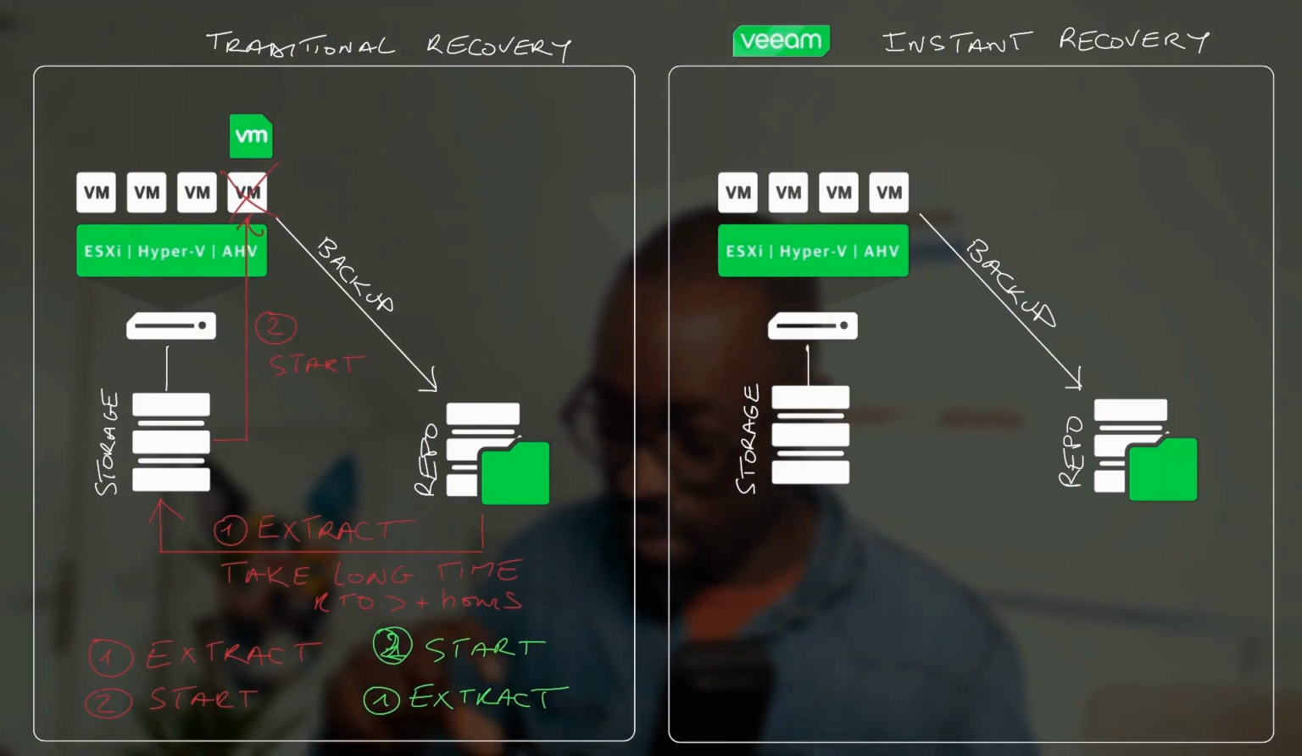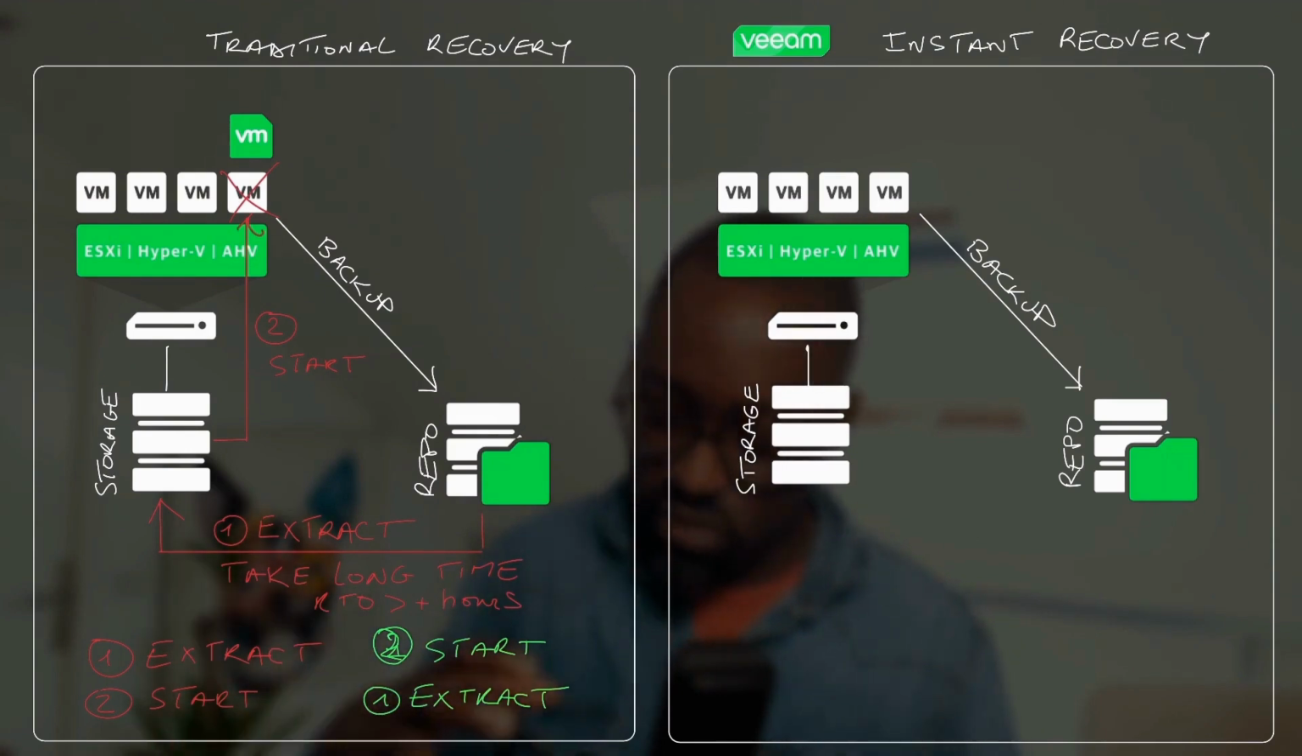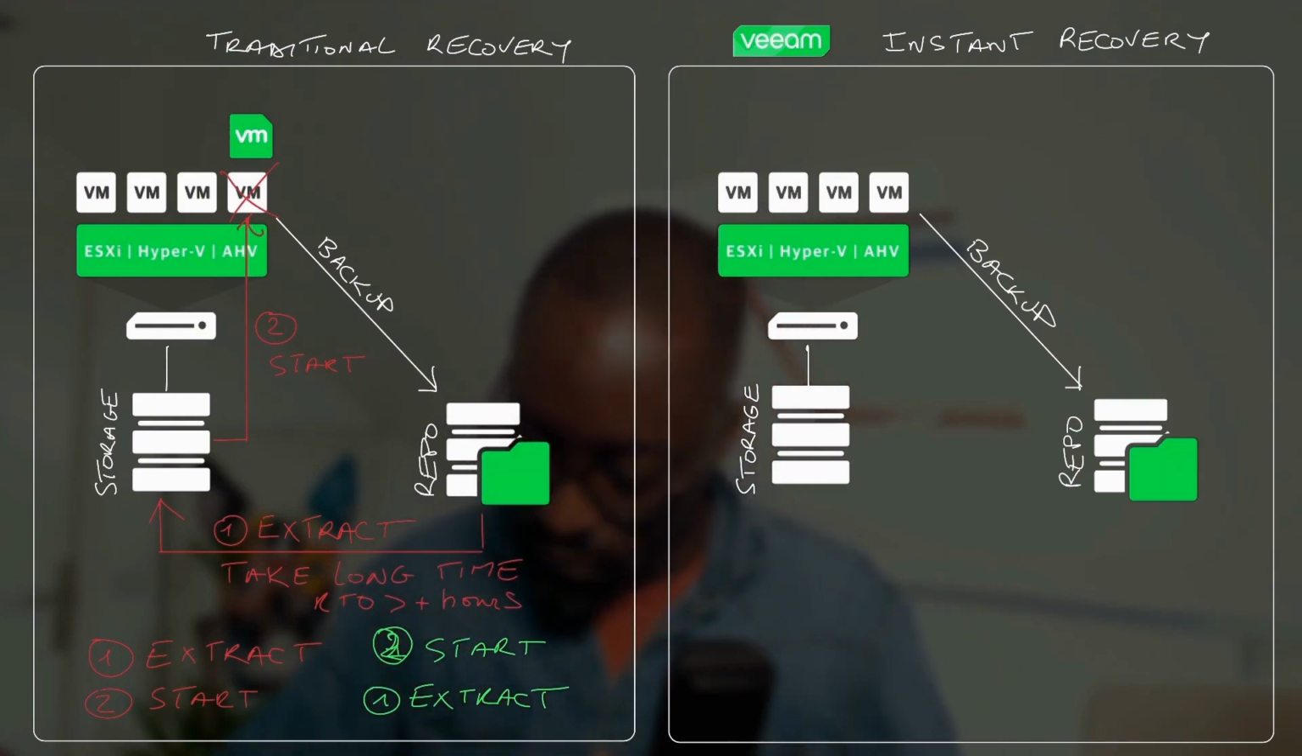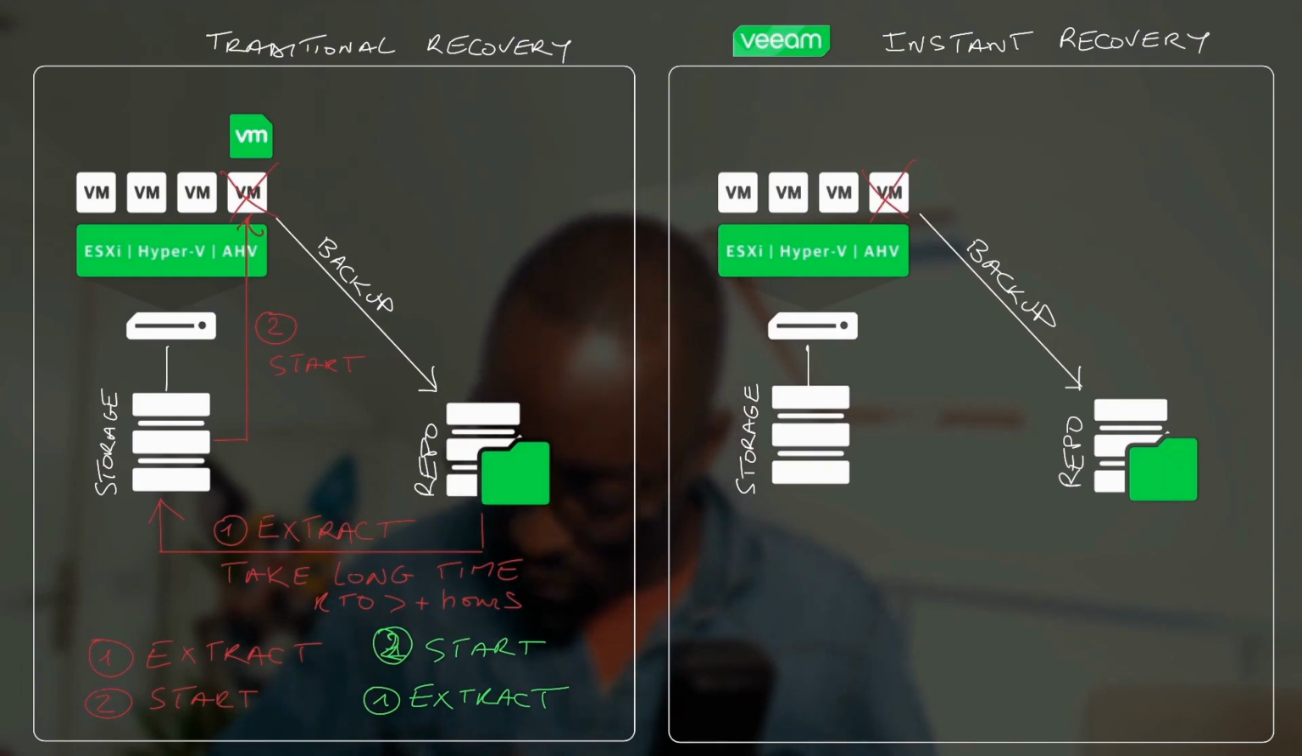Instant recovery, thanks to this reversal of the restoration process, will allow for the direct startup of the virtual machine from the backup without waiting for the extraction step to be completed. And if we illustrate all of this from the other side, we will have the first step. If I lose this virtual machine, I want to restore it with a very short RTO, reducing the RTO to a minimal value.